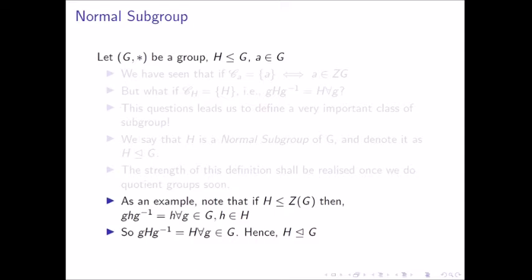As an example, note that if H is less than or equal to Z(G), then ghg⁻¹ is equal to h for all g belonging to G and h belonging to H. So any subgroup of the center is indeed normal.